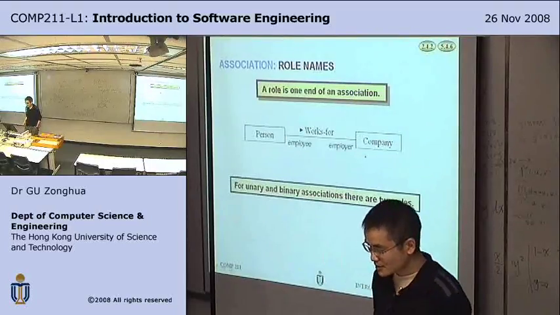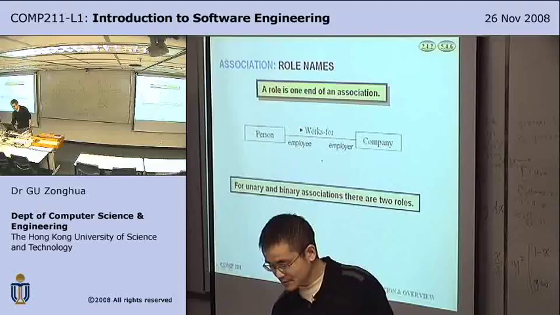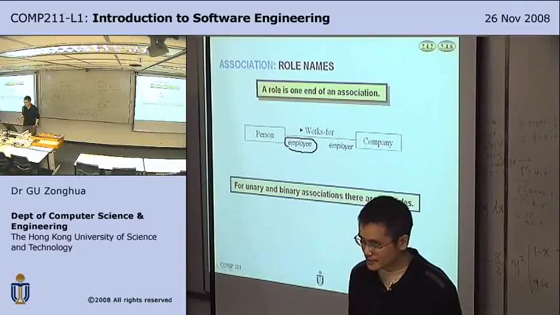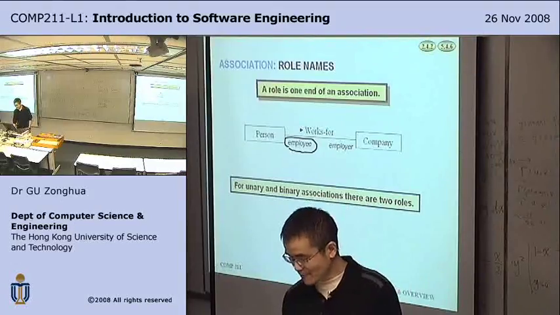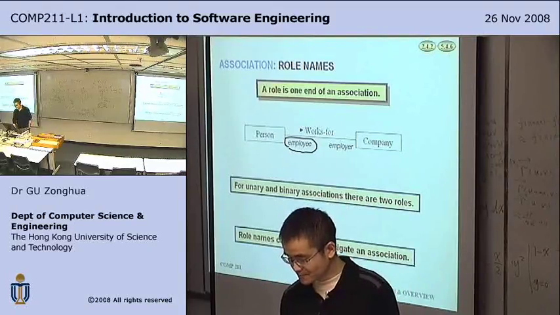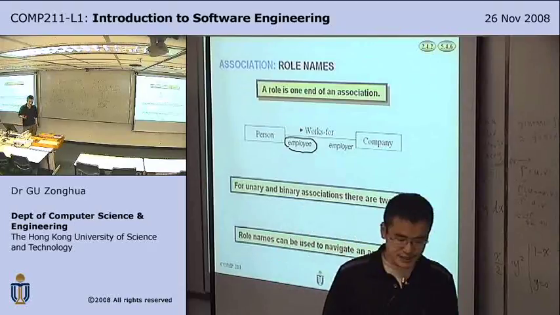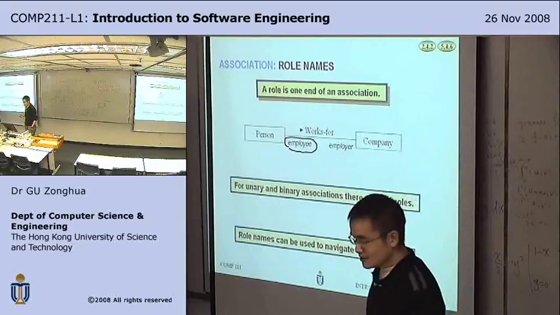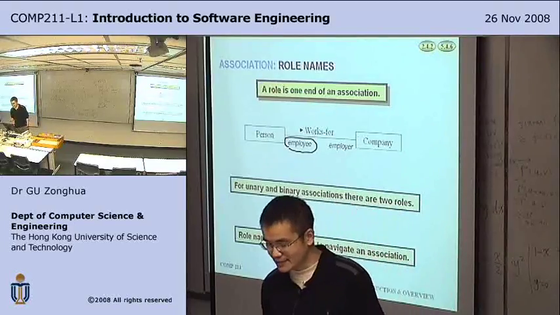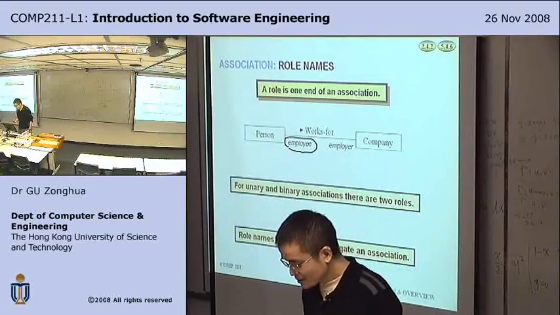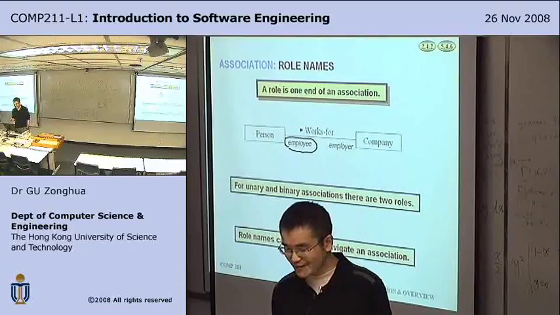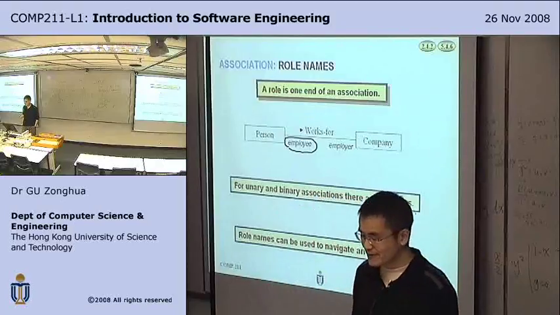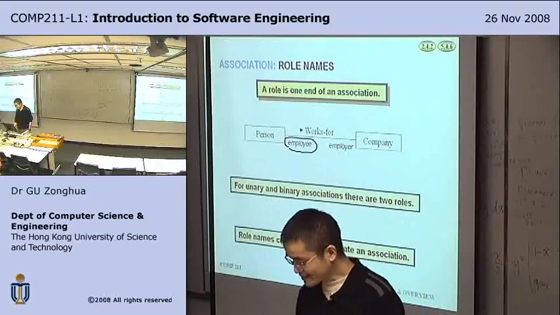Role names are optional. A person plays the role of employee, and a company plays the role of employer. So you can navigate the association, especially in OCL. When you write an OCL statement, you can navigate the association by the role name or by the class name. Say you can say person.company to navigate from person to company, or you can say person.employer to navigate from person to company. So both are okay.